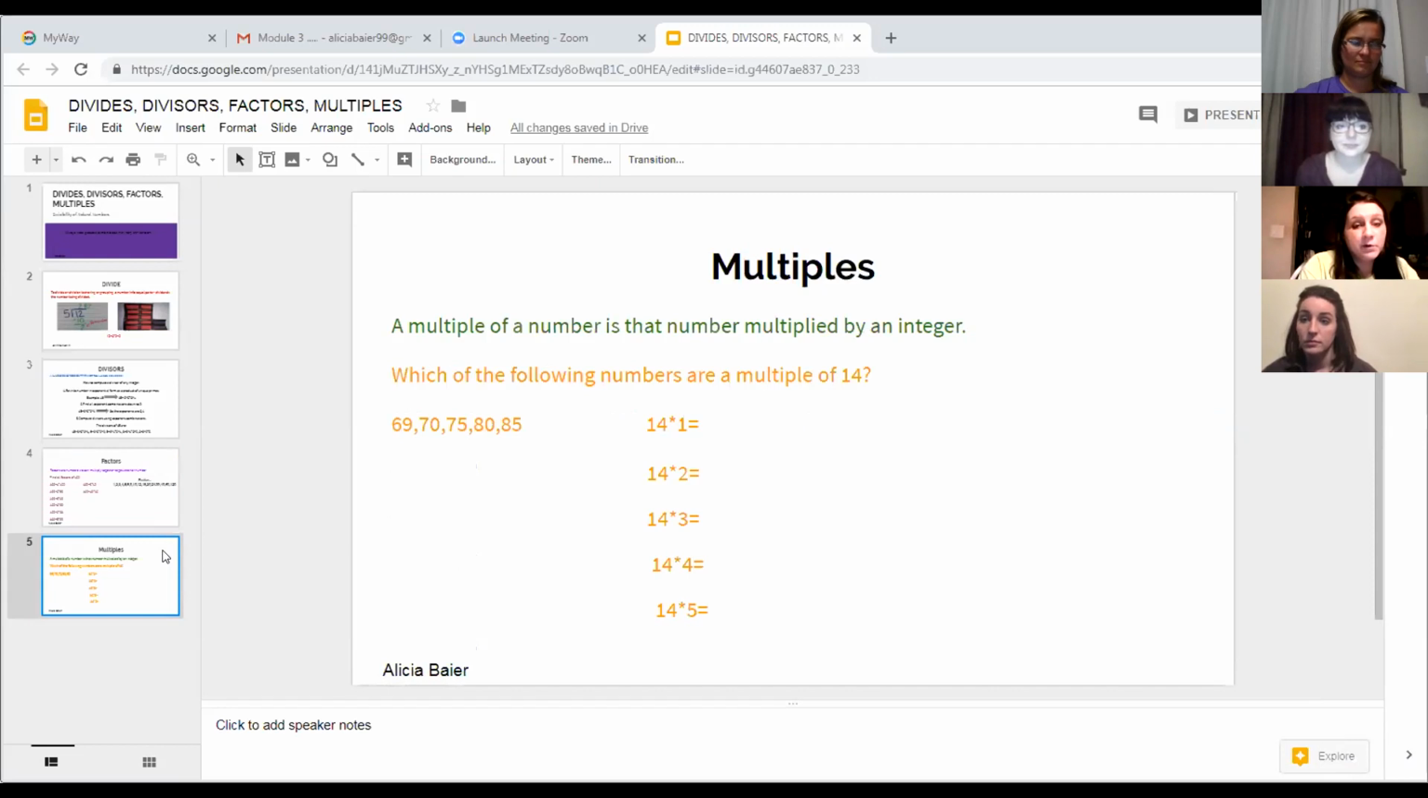A multiple of a number is that number multiplied by an integer. Which of the following numbers is a multiple of 14? Jessica, can you guess a number? 70. Okay, well, we'll start with 14 times 1 is 14. Let's see which one is right and if Jessica was right.